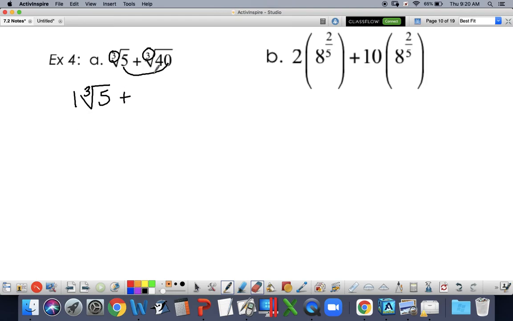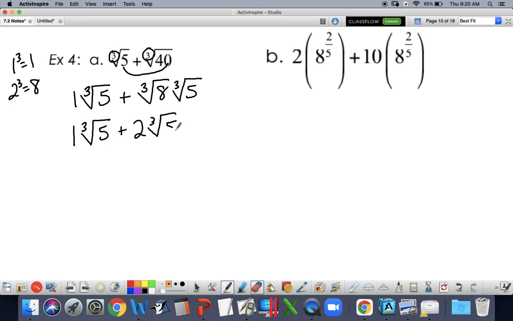Then I think, okay, is there a perfect cube? Remember, if we need to write down our perfect cubes to see if anything kind of jumps out at us, 8 does divide into 40, so I break this down as the cubed root of 8 times the cubed root of 5. So I get 1 cubed root of 5 plus 2 cubed root of 5. Now I have exactly the same radicals. I add the outsides, and I keep the insides. I keep the radical just as it is.